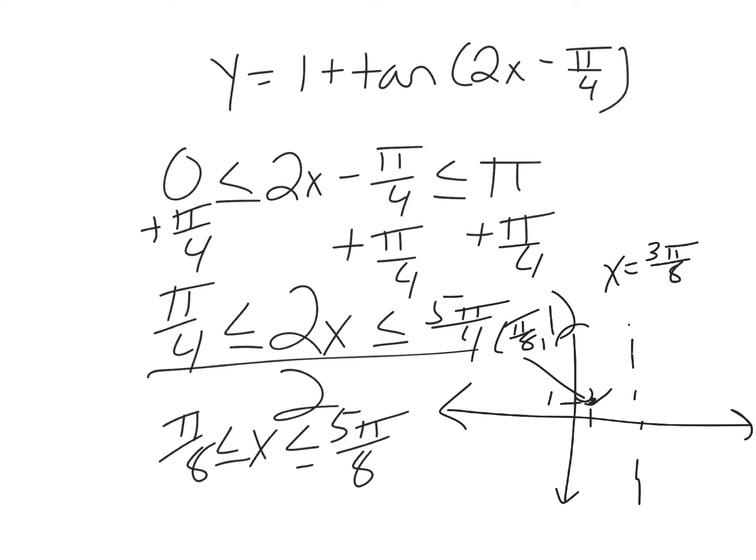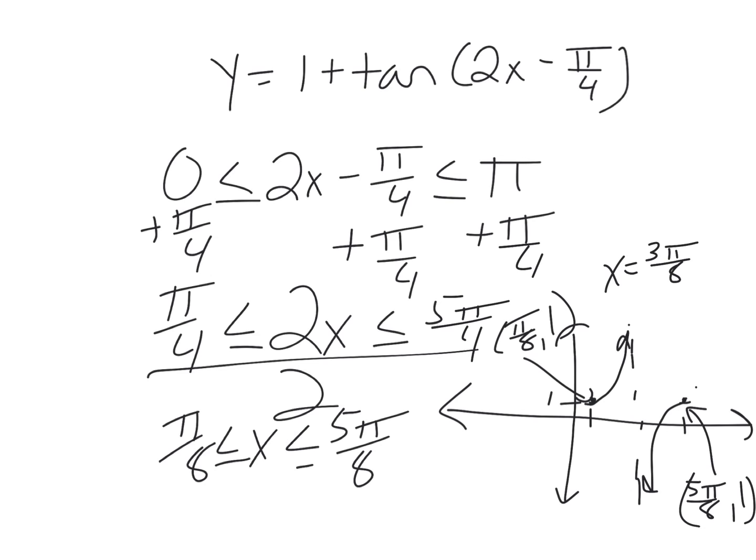And then just like it would, it's going to shoot up towards the asymptote, come from left to right, and then left. Let's keep in mind that's 5 pi over 8. That will also be at 1, right? And then here, what's happening? It's decreasing down there. Okay.